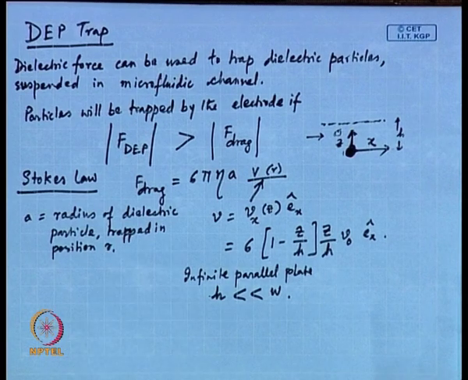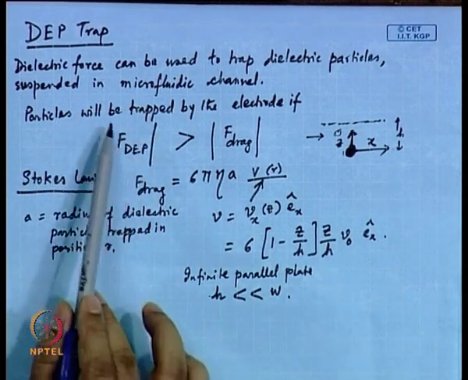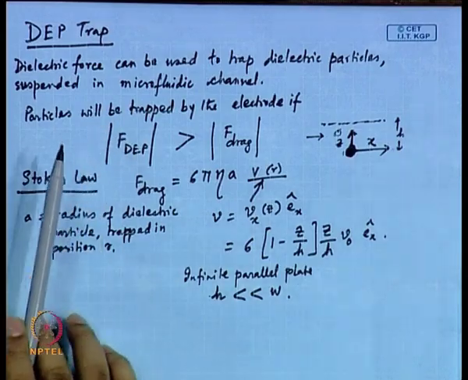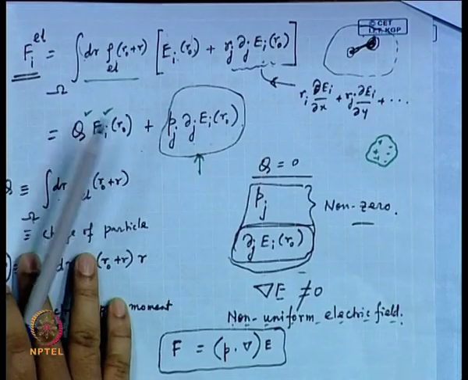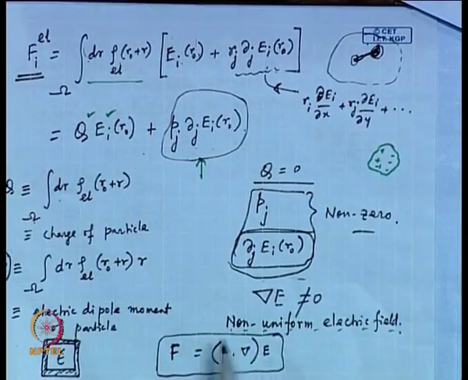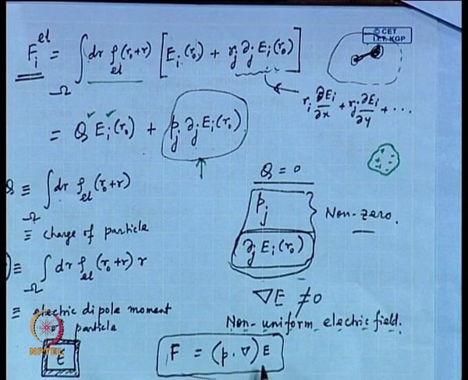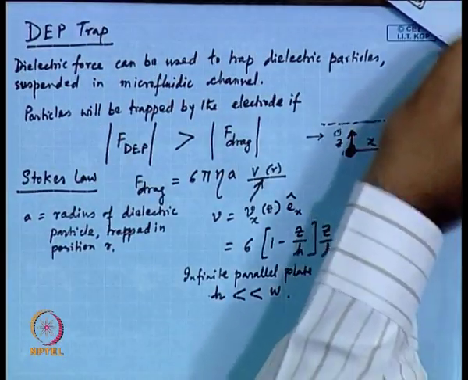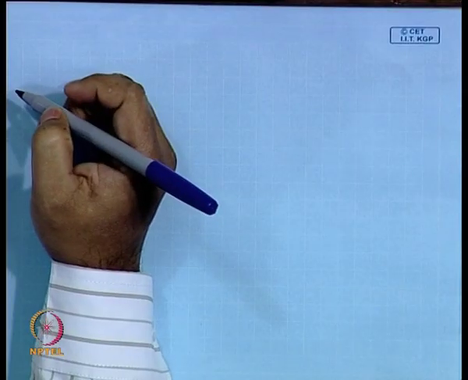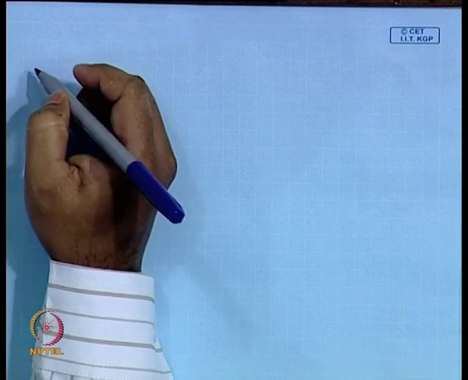Now, the F drag part, the right hand side of the inequality, we already found out. Now, the F DEP part, which is nothing but P dot delta E, we have already discussed this, right? We have already established that this force is P dot delta E. So, now we have to focus on this part, how this relates to the F drag and how we can find out what should be the V naught. Now, we said that it is an inhomogeneous electric field. Okay. Now, how will you create an inhomogeneous electric field?